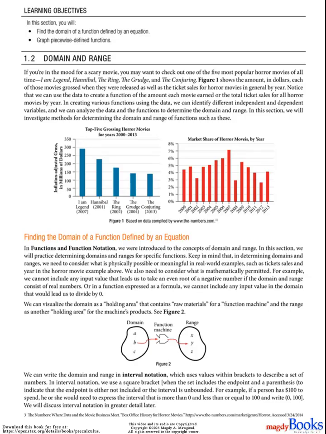In interval notation, we use a square bracket when the set includes the endpoint, and a parenthesis to indicate that the endpoint is either not included, or the interval is unbounded. For example, if a person has $100 to spend, he or she would need to express the interval that is more than 0 and less than or equal to 100 and write (0, 100]. We will discuss interval notation in greater detail later.